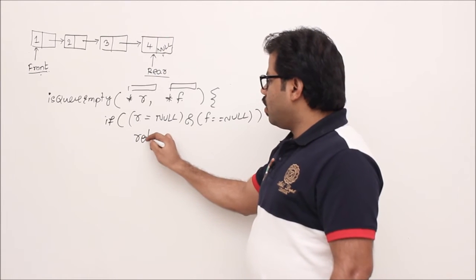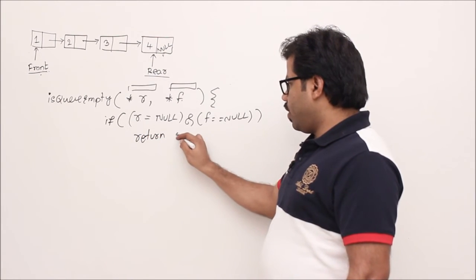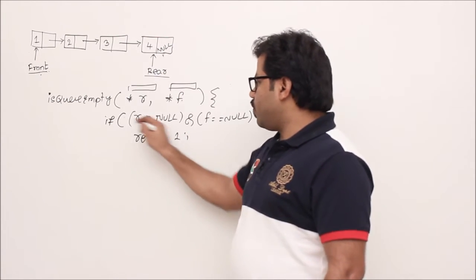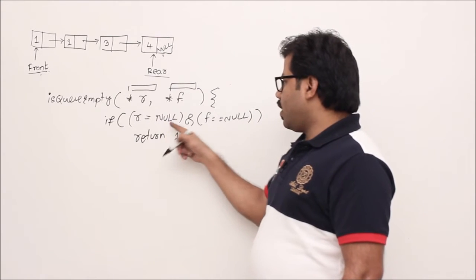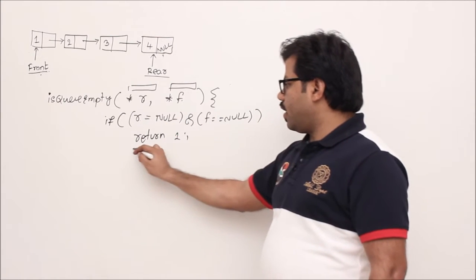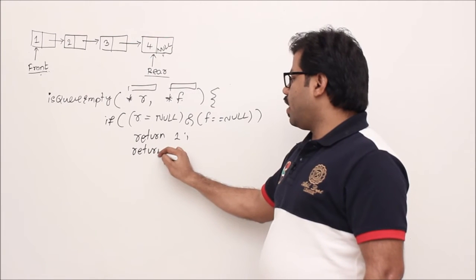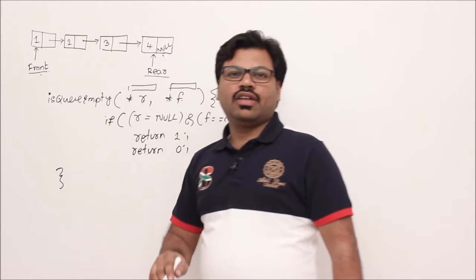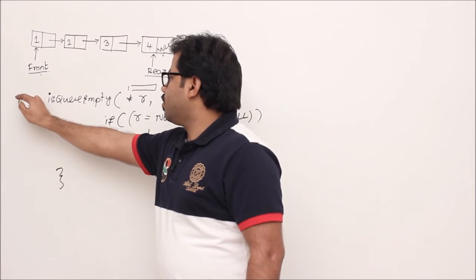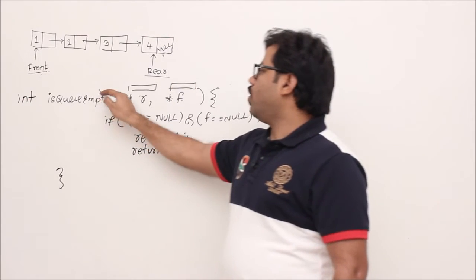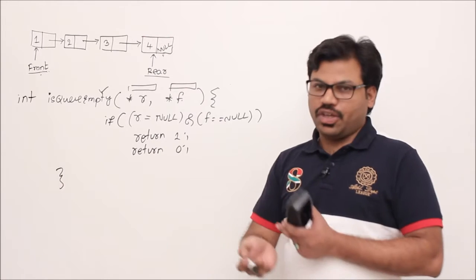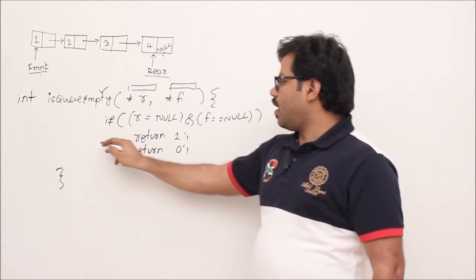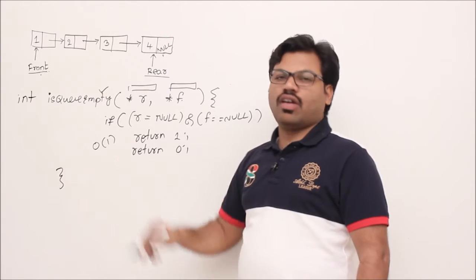Then return a non-zero value, let's say 1. Otherwise, what if this condition is false? If r is not null or f is not null, then definitely the queue is not empty. Then I return 0. Okay, then this is IsQueueEmpty. So what is the return type? Int, correct? So we are going to use this method in Dequeue. What's the time complexity? Again order of 1. IsQueueEmpty is also order of 1.